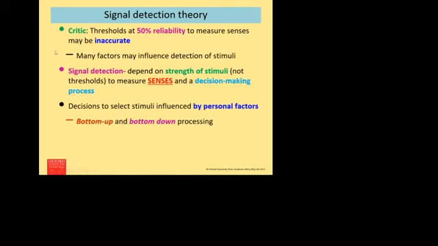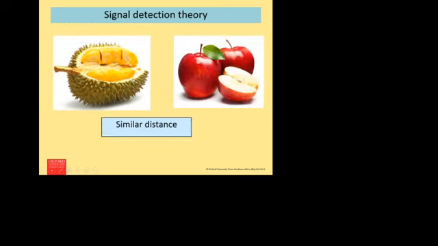So here, signal detection theory comes with the strength of the stimuli, not just the threshold. The threshold maybe applies to certain stimuli such as an apple. If above the threshold, you can detect. Below the threshold, you cannot detect. But for durian, because of the strength of the stimuli, even though it's far away, you still could detect. Even at a similar distance, you could still detect the durian more than the apple, isn't it?